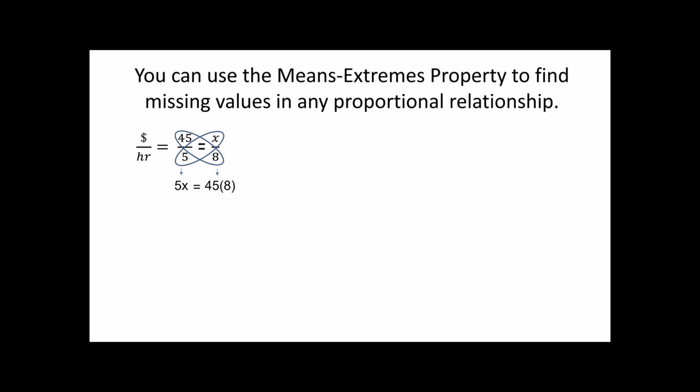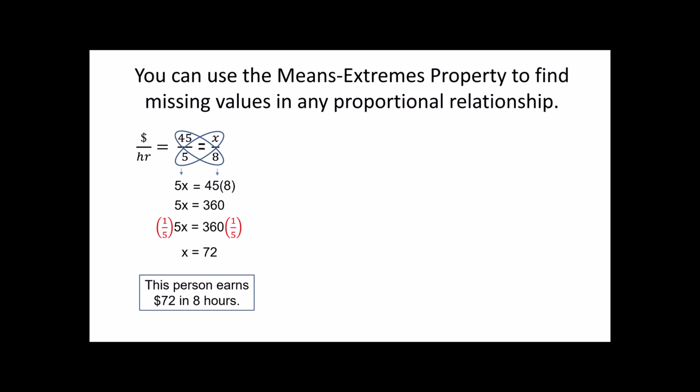Now, if you followed our solving equations series, you would know that the first thing we want to do here is multiply the 45 times 8. And then to get rid of the times 5, we're going to multiply both sides by the reciprocal or divide both sides by 5. Either way, we end up with x being equal to 72. This person would earn $72 in 8 hours.